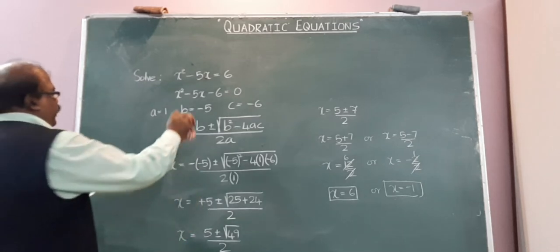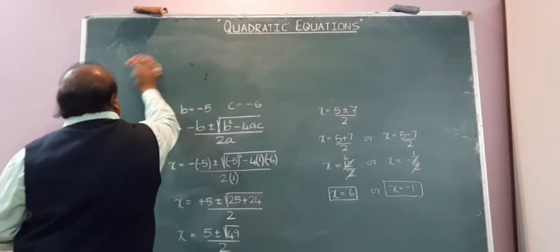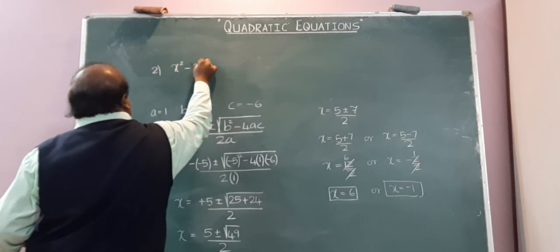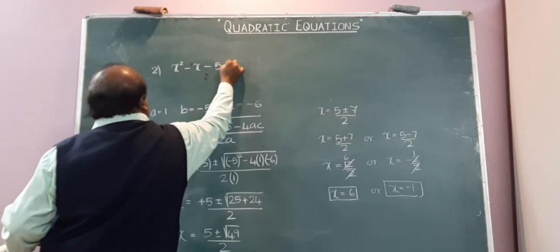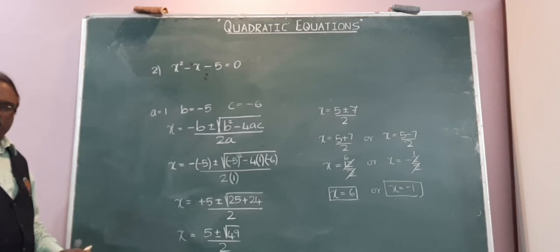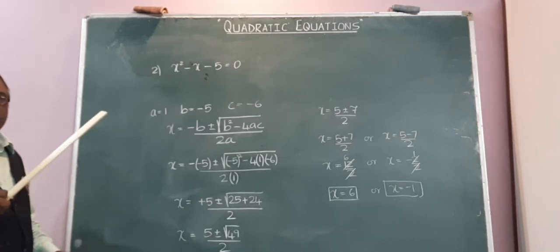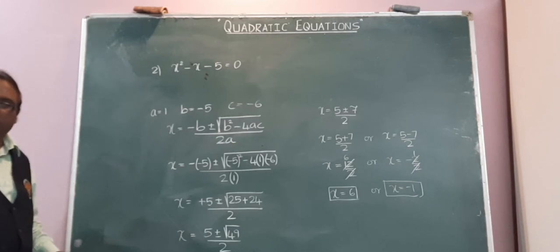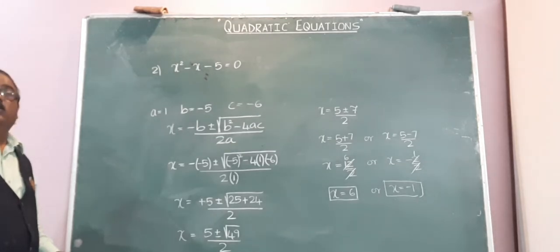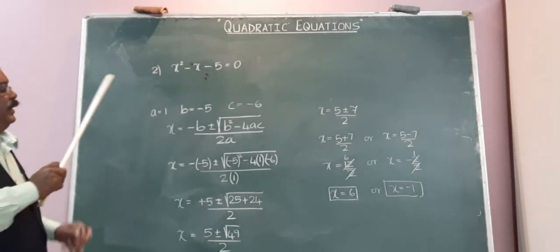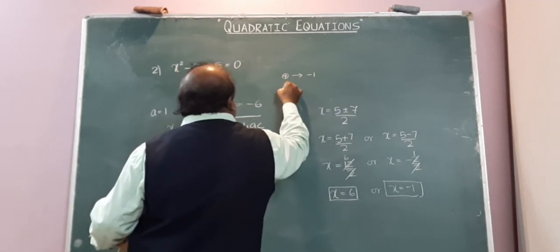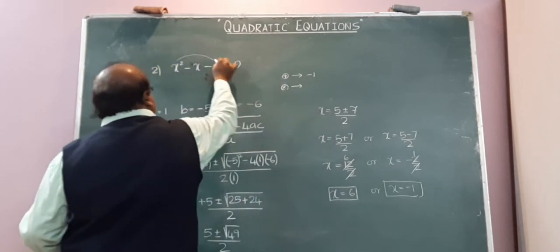I give you the second sum now. Second sum, x square minus x minus 5 is equal to 0. Now if I ask you to solve this sum by a factorization method, you will not be able to find the factors, because on adding you should get the middle term. Your middle term is minus 1. On multiplying you want minus 5x square.